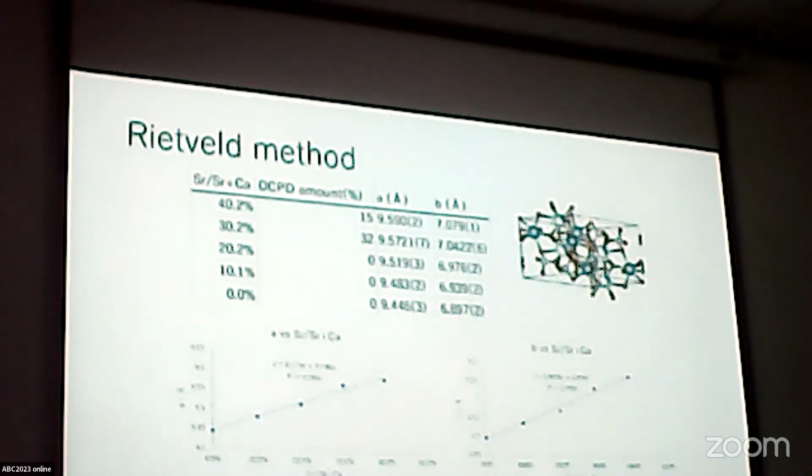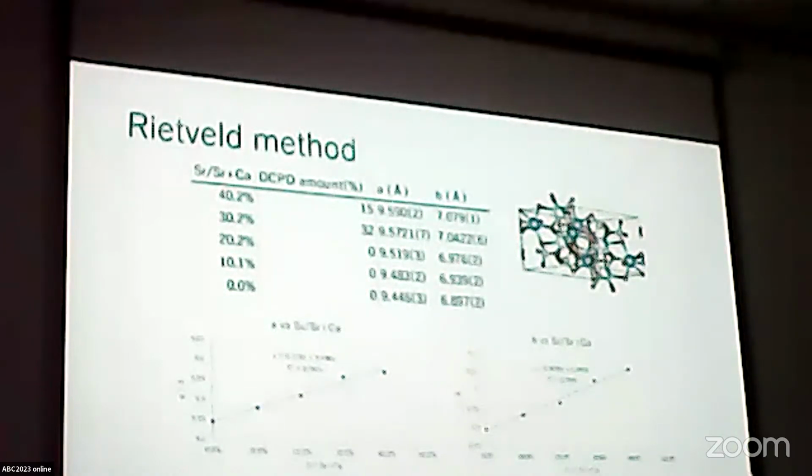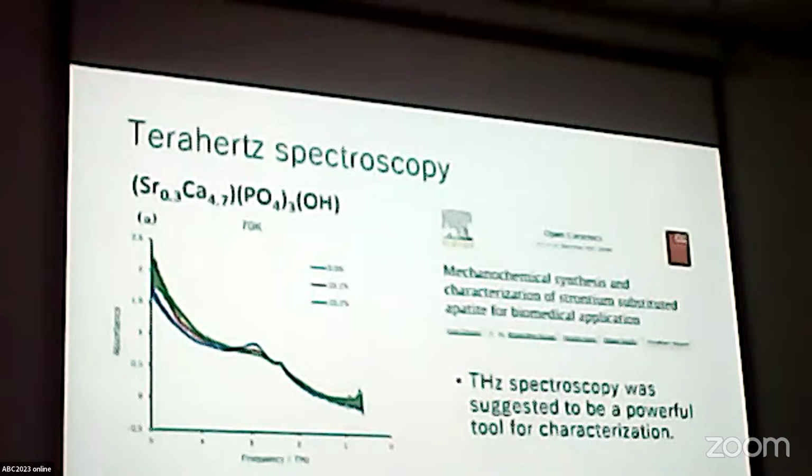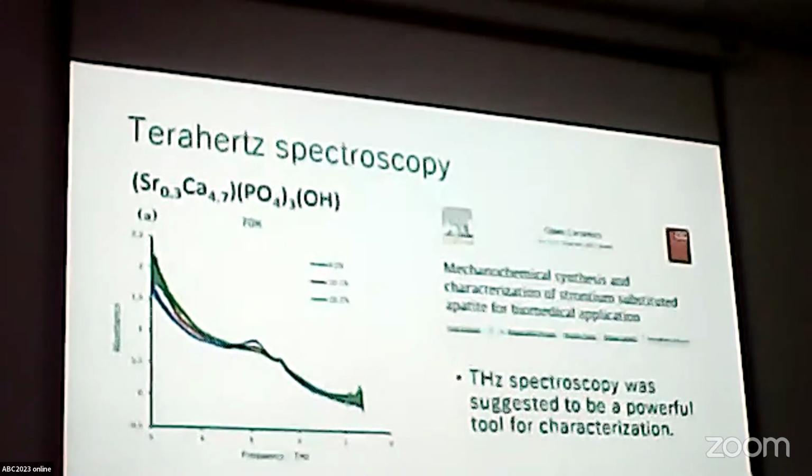axis going longer with the short-term configuration. And the direct spectroscopy shows the unit peak from the 0% short-term sample, and the peak going to not showing the absolute shock yet. So the direct spectroscopy is suggested to be a powerful tool for characterization of appetite.